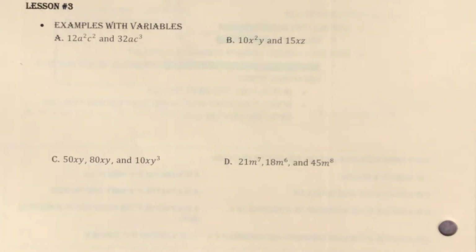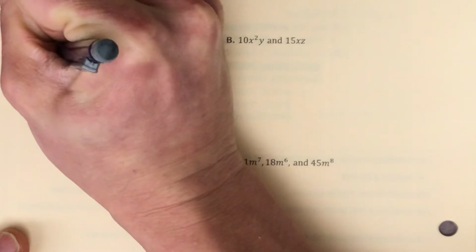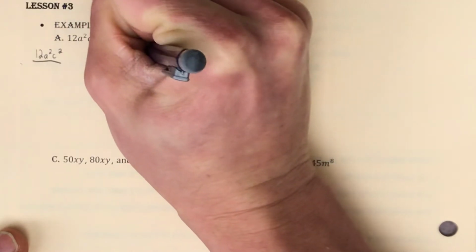So when we do this, the first thing we do is we deal with the numbers. On example A, I've got 12a squared c squared, and 32ac to the third power. So I'm going to deal with the number first. As I make these factor pair lists, I'm going to rewrite them down here just so I have a little bit more room: 12a squared c squared, and 32ac to the third.